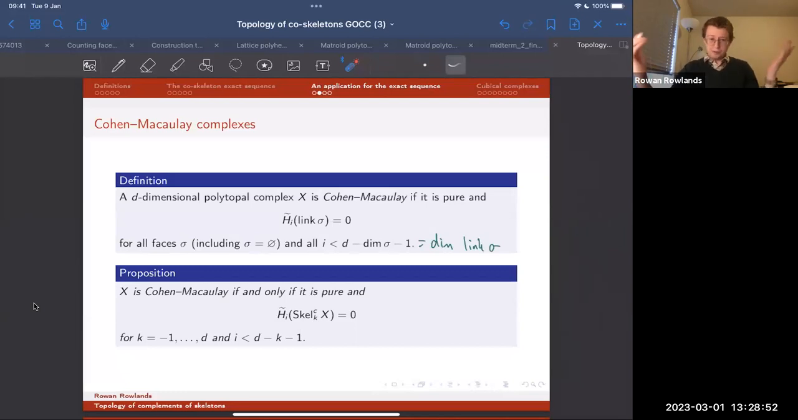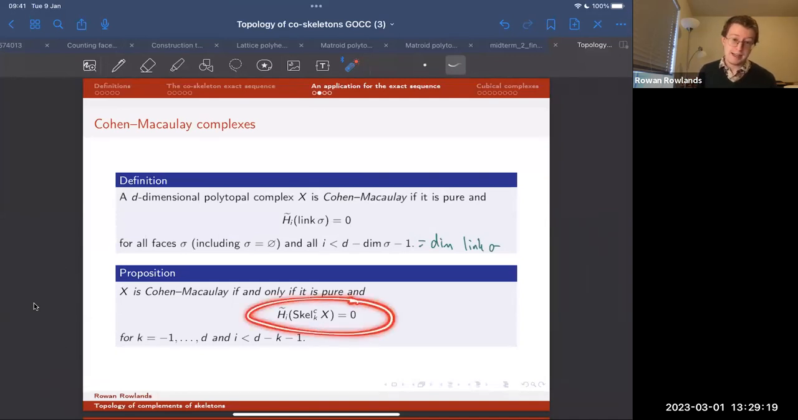All right, so Cohen-Macaulay complexes are something that lots of people like to study from a bunch of different perspectives. Today, let's think about how they interact with co-skeletons. So we end up with this proposition here characterizing when a complex is Cohen-Macaulay. This proposition says that a polytopic complex is Cohen-Macaulay if and only if it is pure. Again, don't worry about that bit so much. And the ith homology of the kth co-skeleton is 0 for all values of k and all i less than d minus k minus 1.